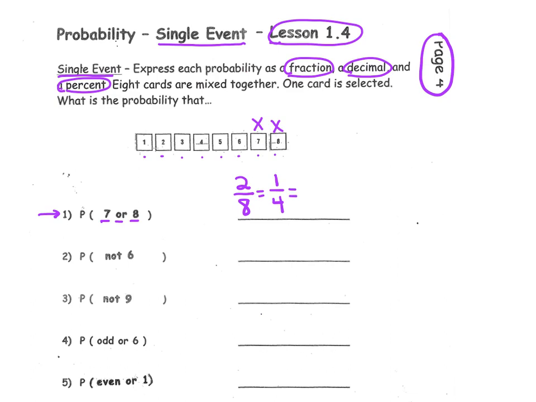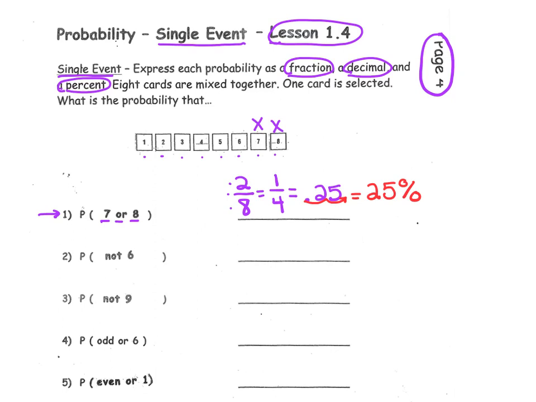Now grab your calculator to convert that to a decimal. 2 divided by 8 equals 0.25, or 25 hundredths. As we convert that to a percent, we see we have a 25% chance of being successful on a single draw.